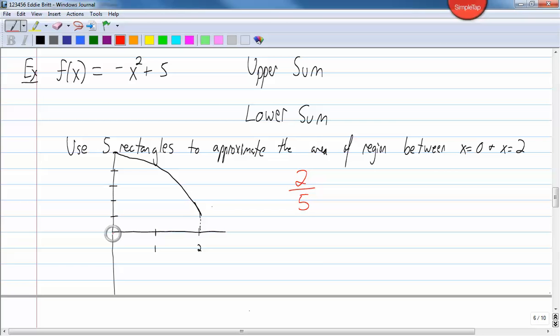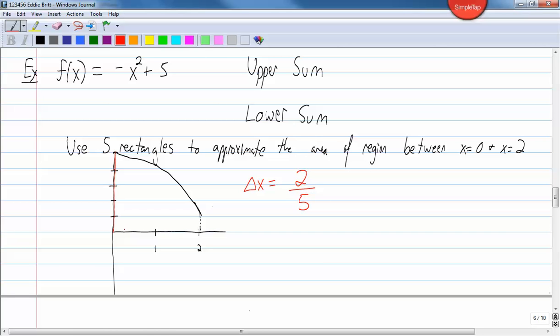Alright, so let's start at 0, and if I start on the left side, that's using the left endpoint for this particular graph. I'm starting at 0, so the height of my first rectangle at x equals 0 is going to be 5. Now, how much do I go over? Well, the width of each one we can call delta x, that means the change in x. The width of each one is 2/5.